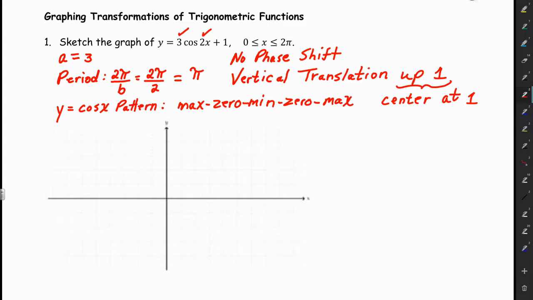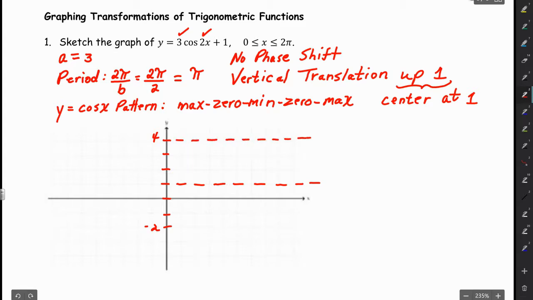And the first thing I'm going to do is sketch in where my center falls. We said our center is at 1. So I just want to do a dashed line to represent my center. All right, and my amplitude is 3, so I'm going to go distance from the center up 3, and then from the center I'm going to go down 3, and I'm going to mark those so that I have some guidelines for the maximum and the minimum of my graph.